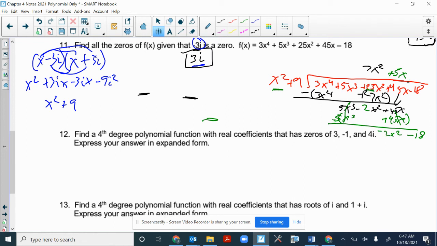Now I think, what do I need to multiply x squared by to get negative 2x squared? I need to multiply by negative 2. And look at that, when I subtract those, I do get a remainder of 0. So once again, if you did synthetic, you should still end up with the same quotient. It's not technically our answer quite yet: 3x squared plus 5x minus 2.